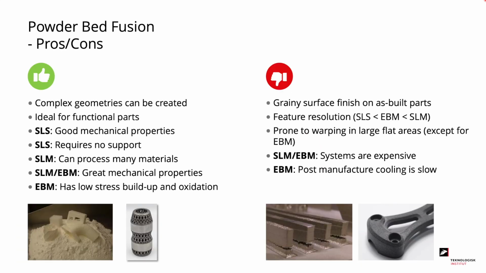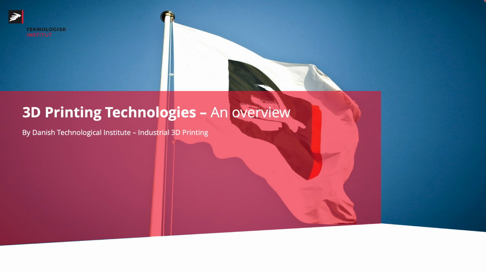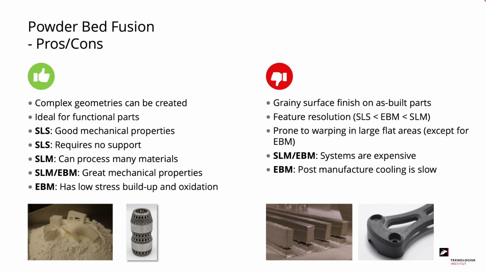The pros and cons for the powder bed fusion process include that you can create complex geometries. It is ideal for functional parts. For the SLS technology, you will not require any support. And the SLM and EBM technology both provide great mechanical properties. Some of the cons include that you will have a grainy surface finish on as-built parts. The feature resolution is not the best. However, SLM is better than EBM, which is better than SLS.